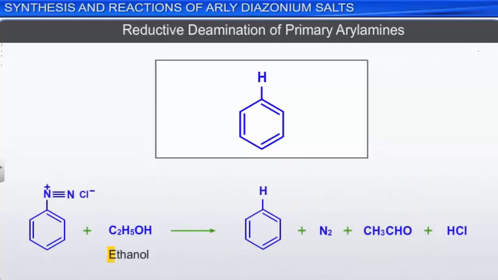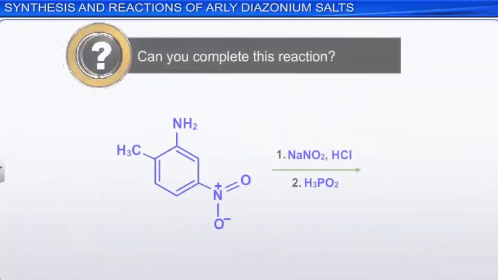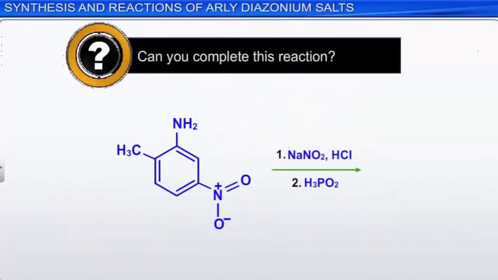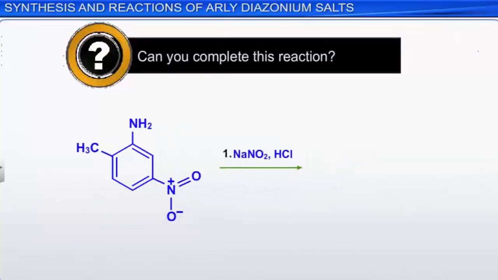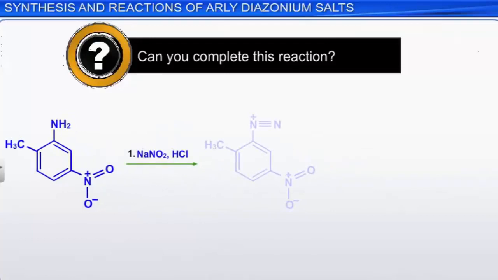Can you complete this reaction? In the first step, the corresponding diazonium salt is prepared. Next, the diazonium group is replaced with a hydrogen atom.